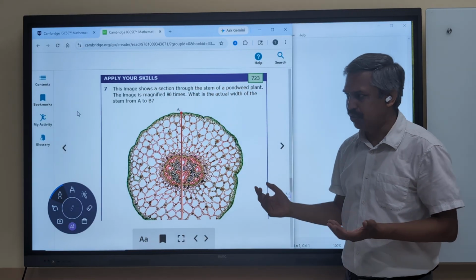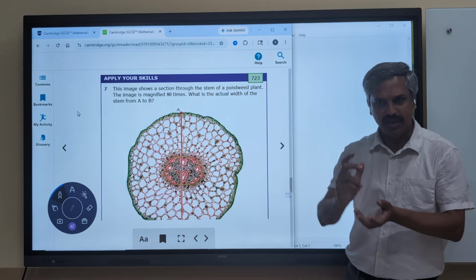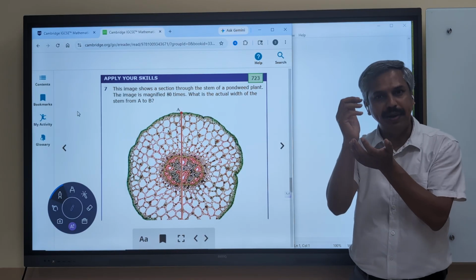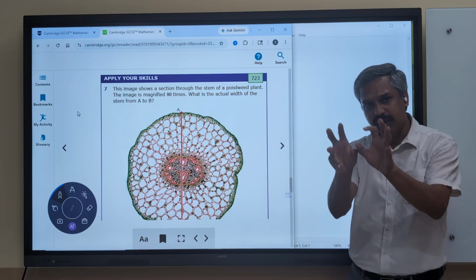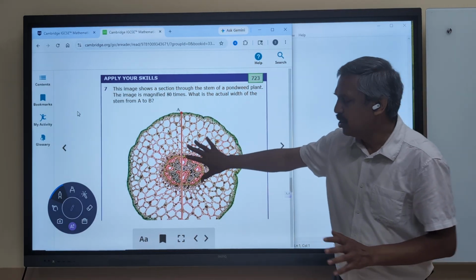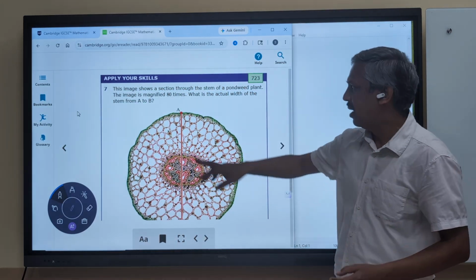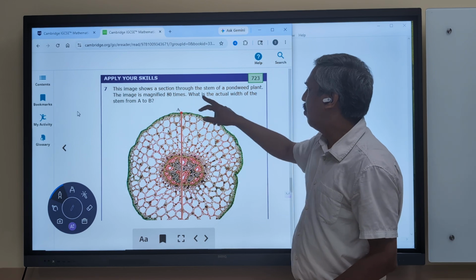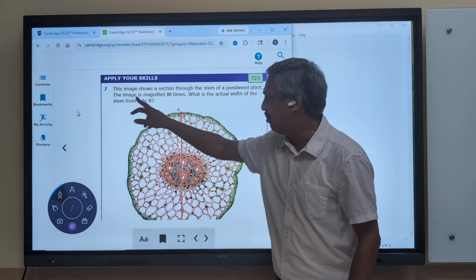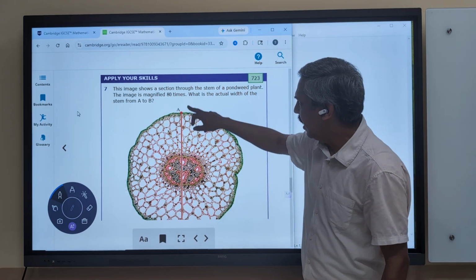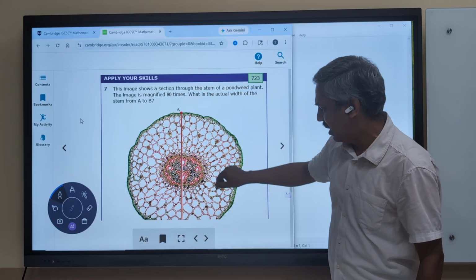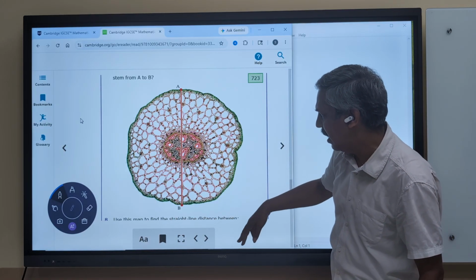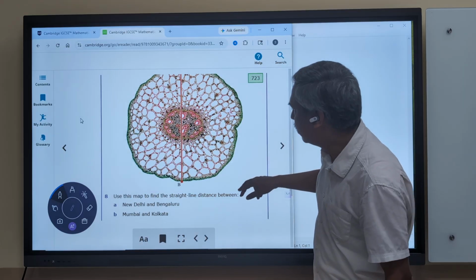We are used to seeing that. We have our camera with an optical zoom, and we can take the image, and after the picture is taken, we can still zoom the picture. This is a zoomed in picture. It is magnified 80 times. What is the actual width of the stem from A to B? Now A to B is shown with magnification of 80 times. Let's see the distance. Let's just go on slightly.